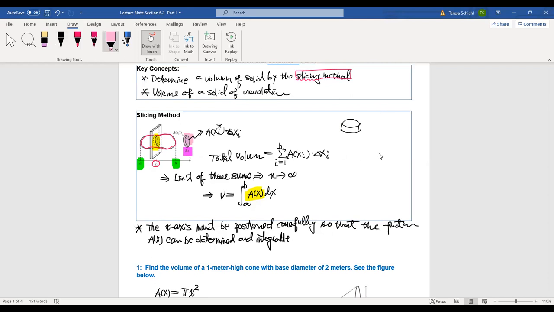All right, that's it. So we did 6 examples to show you, for any given solid, how you can use the slicing method to find the volume. All right, nice talking to you, and looking forward to talking to you in our next topics. Okay, bye.